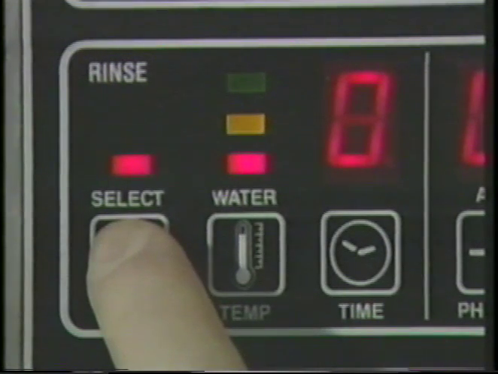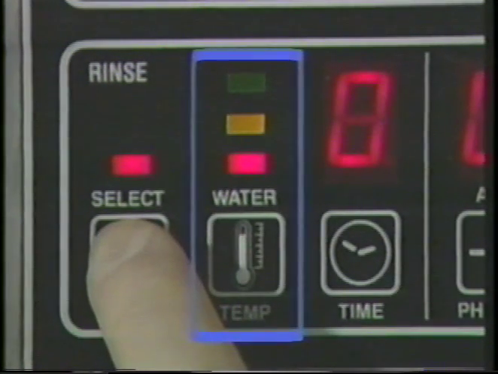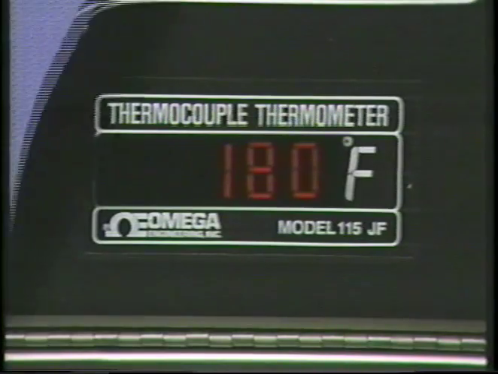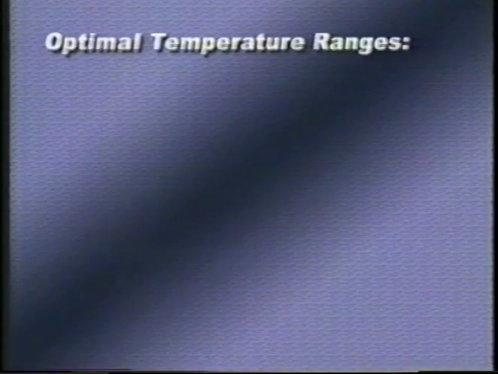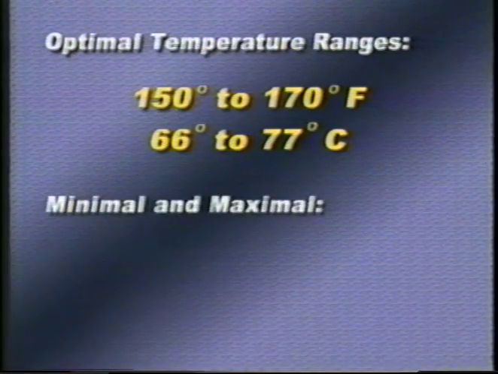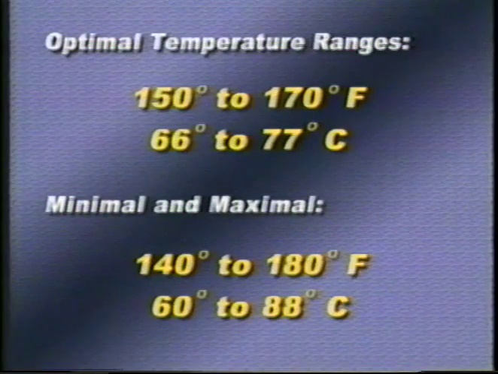However, in most cases, the operator can select the proper water temperature. Optimum temperatures vary in relation to the types of soil being processed, the type of device being processed, and the detergent needed to cleanse the device. Optimum wash temperature ranges are between 150 degrees to 170 degrees Fahrenheit, with minimal and maximal acceptable ranges occurring between 140 degrees to 180 degrees Fahrenheit.